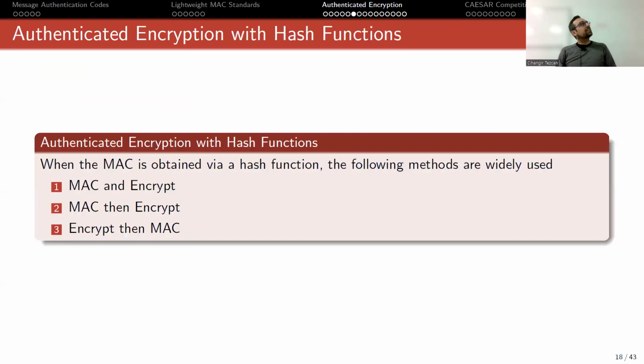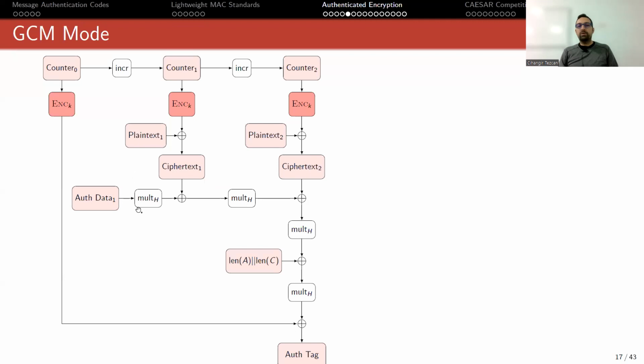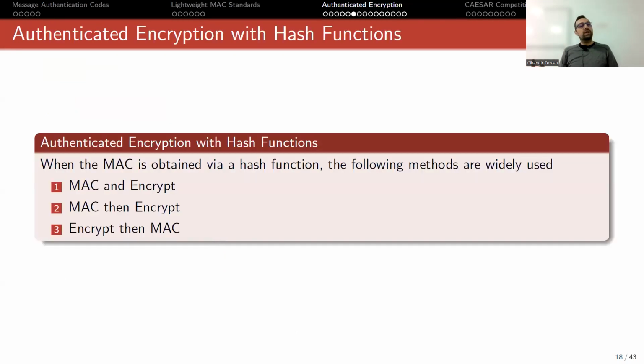So let's look at some of the older versions. Here we are using a block cipher to produce both ciphertext and tag. So the question is, can I use a block cipher and a hash function together and produce a MAC and ciphertext?